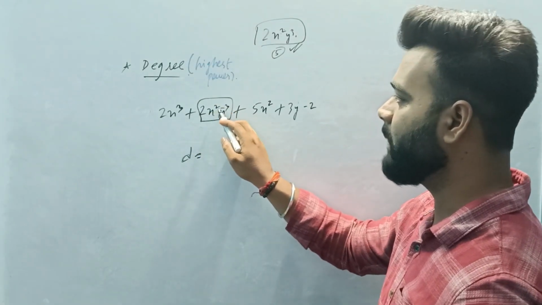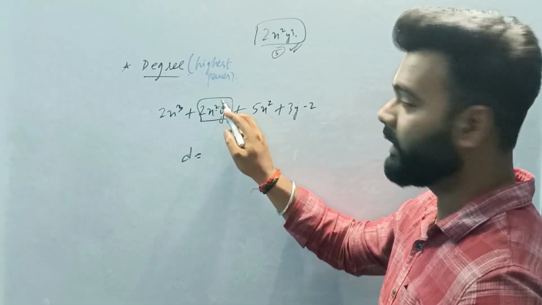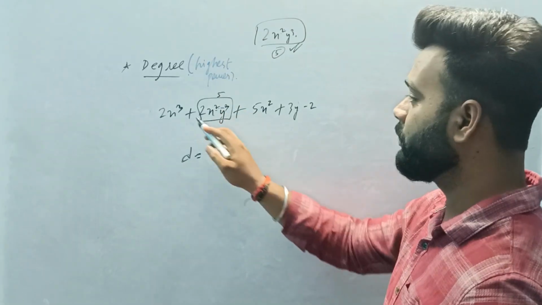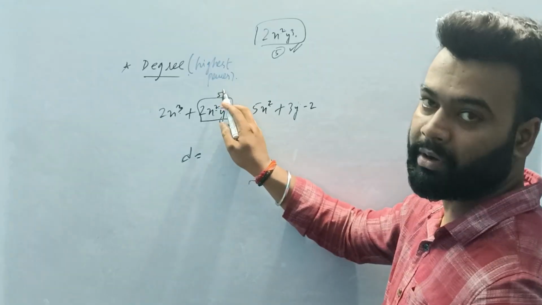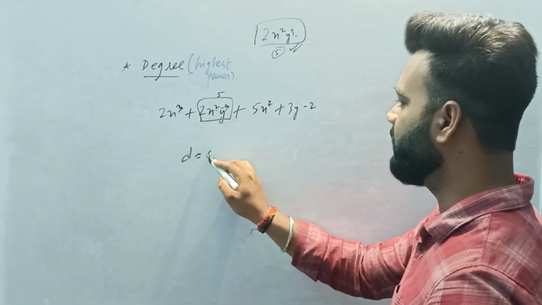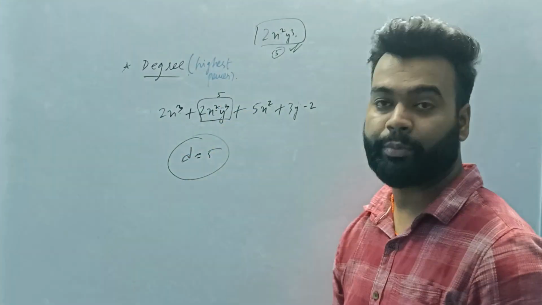This gives you the highest power after addition of these two. It will give 5, right? So see, the power here is 3, the power here is 2, the power here is 1, and this is the maximum power, the highest power. So the degree of this polynomial will be 5. I hope you understand. So this is called the degree.